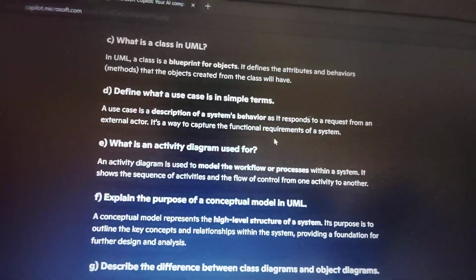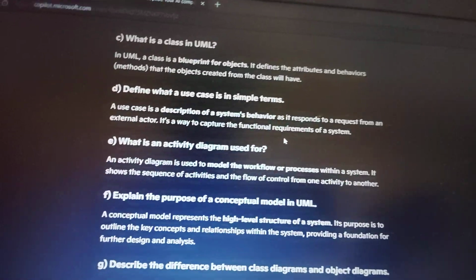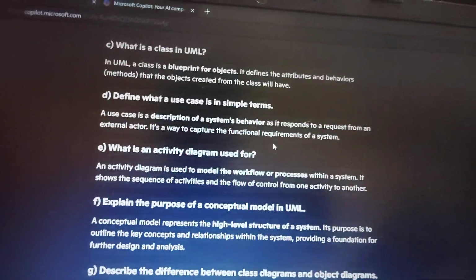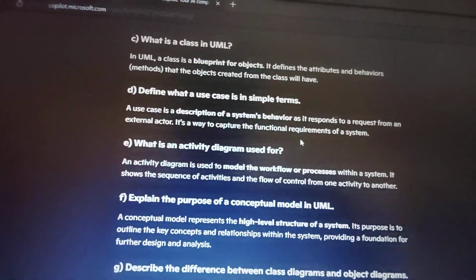A use case is a description of the system's behavior as it responds to a request from an external actor. It's a way to capture the functional requirements of a system.